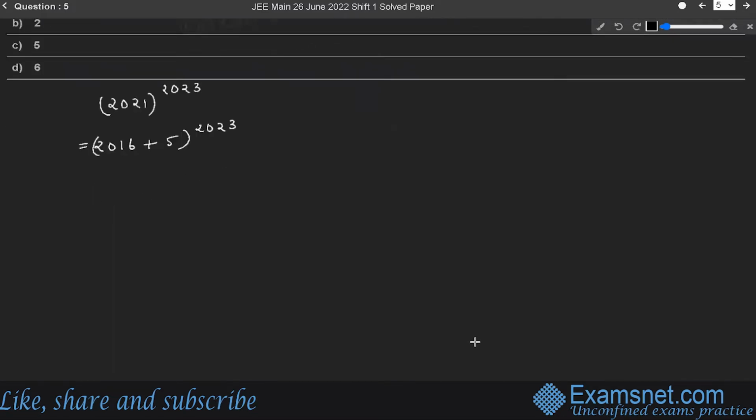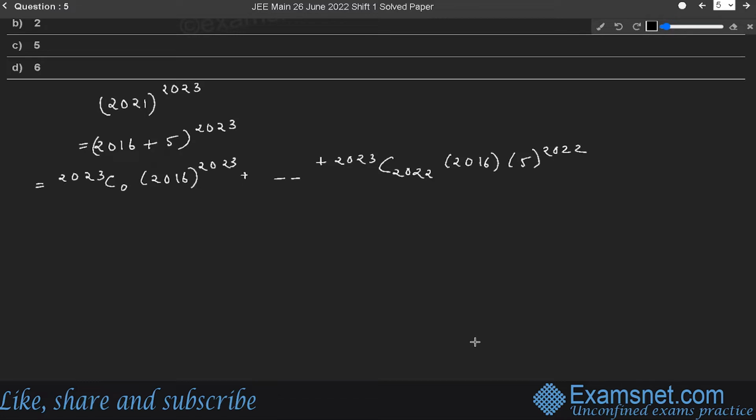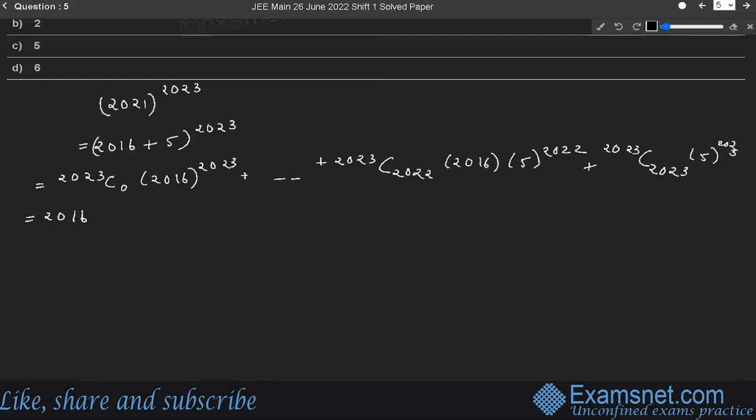Now further it can also be written as 2023 C0 into 2016 power 2023 plus so on, 2023 C2022 into 2016 into 5 power 2022. Similarly, 2023 C2023 into 5 power 2023. So this will be equal to 2016, see, we can take 2016 common.